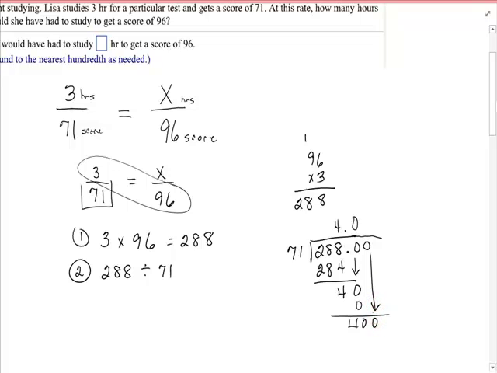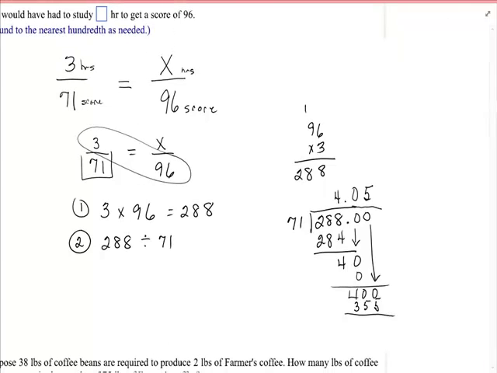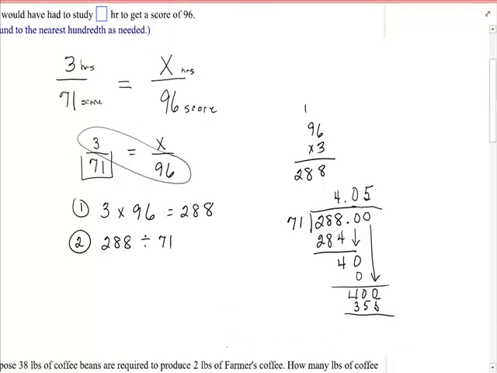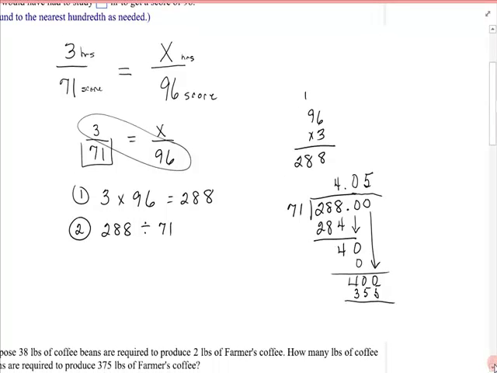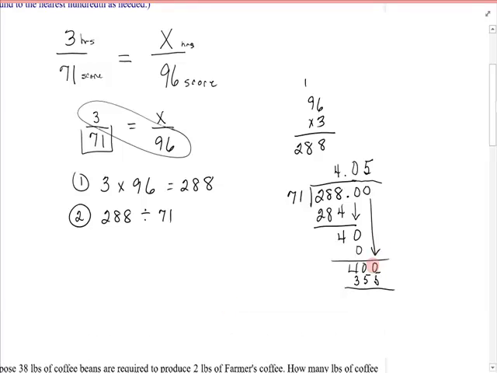71 into that, I think about 5 times. 5 times 1 is 5. 5 times 7 is 35. I think I need a little more workspace. And that didn't help much. Okay. When I subtract here, I get a 5. Whoops, I didn't borrow. And I get 45. I add a third 0.